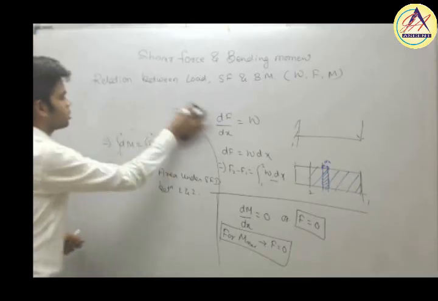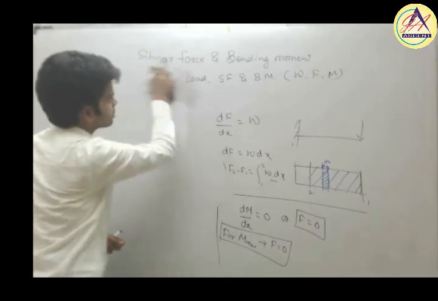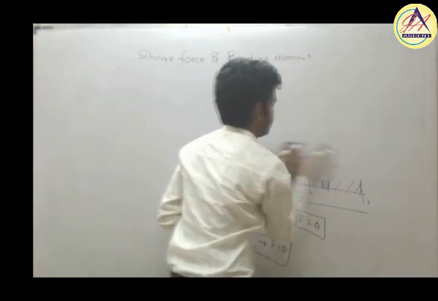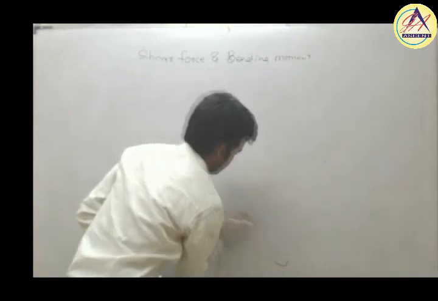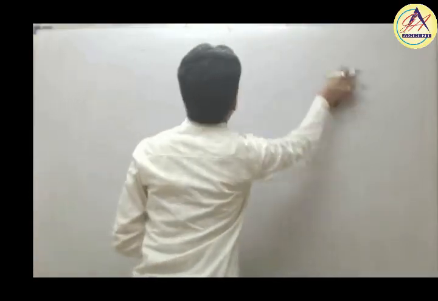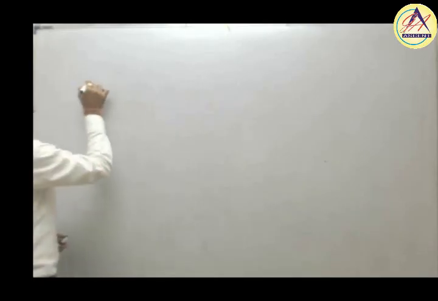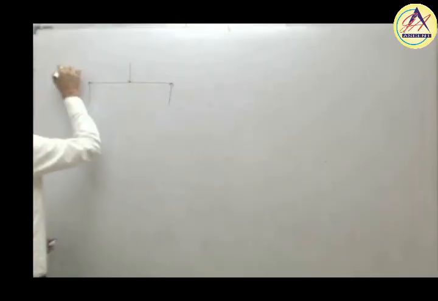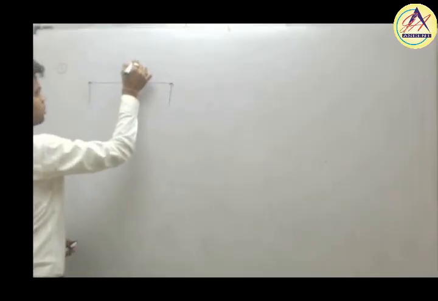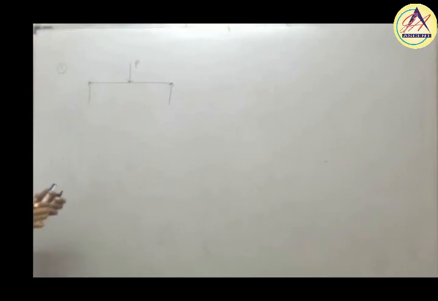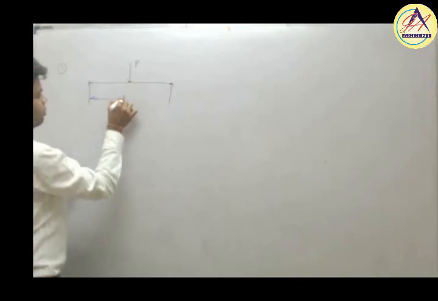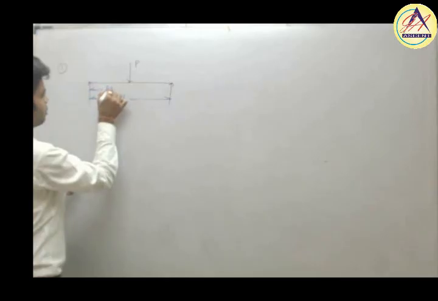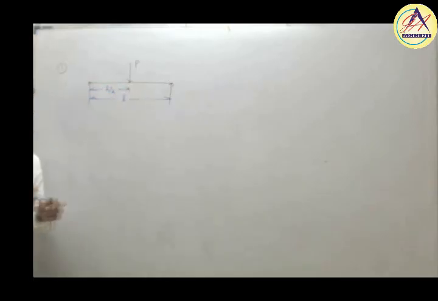Now let us start drawing the shear force and bending moment diagram for different kinds of loading in different beams. Let us first take the example of a simply supported beam which is subjected to a point load P at the midspan. We have a simply supported beam of length L and the point load P is acting at a distance L by 2 from each support.